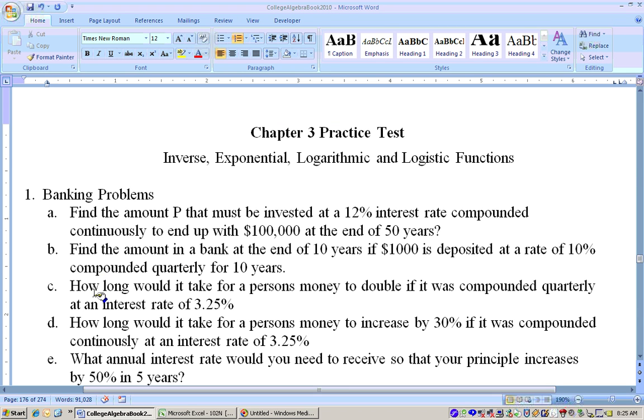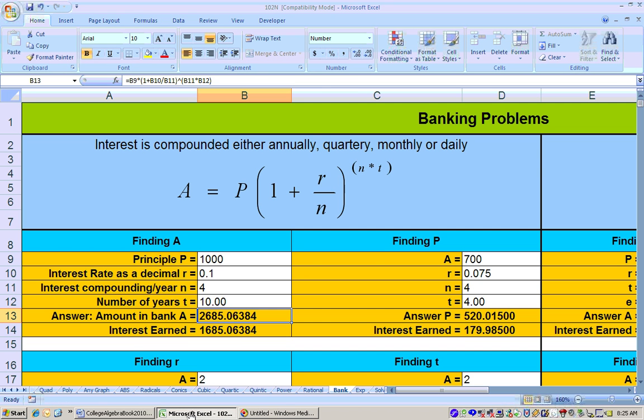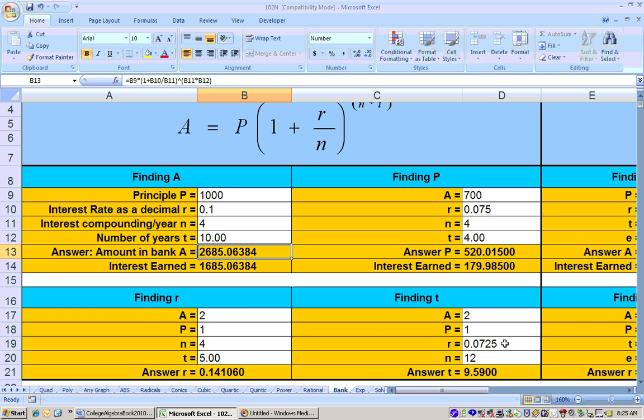Okay, problem C says, how long would it take a person's money to double if it was compounded quarterly at an interest rate of 3.25%? So what you want to do here is, how long would it take the person's money to double, and it was compounded quarterly? Since it's compounded quarterly, we're finding out how long it takes, that's T, to double. So whatever you put in for P, make A twice that amount.